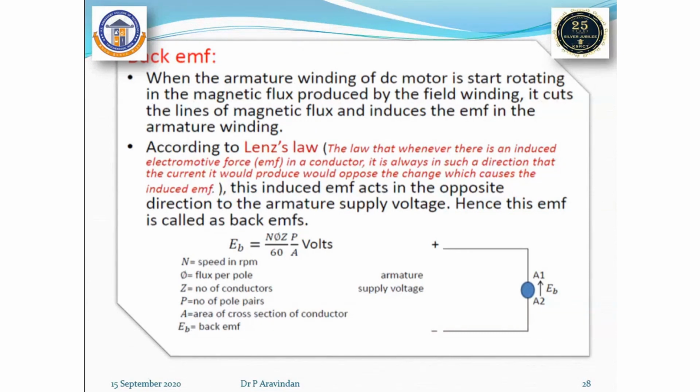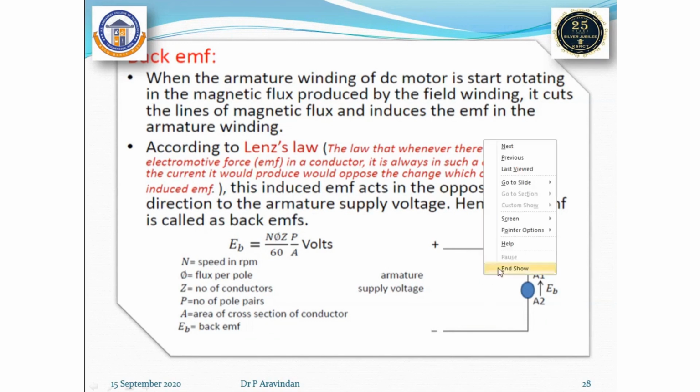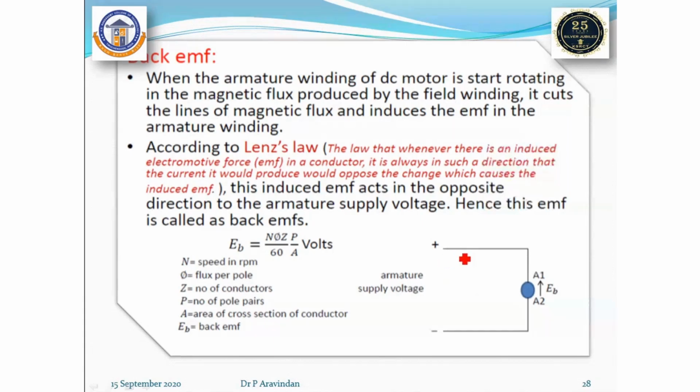Here we have a symbolic representation. So this is the motor. The supply is given from outside to inside, that is V. This voltage given is V. This voltage generated is EB. So the voltage difference across your armature conductor, A1, A2, is V minus EB. V is the armature supply voltage.